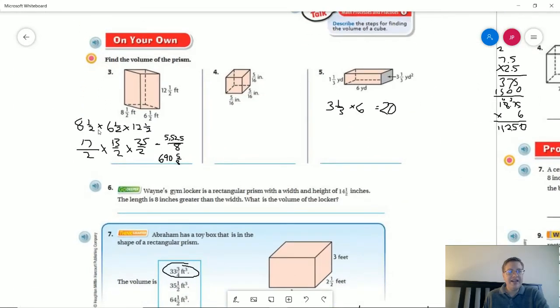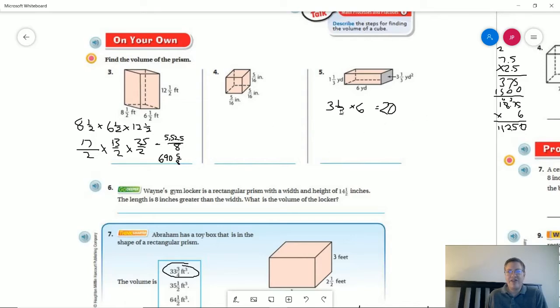Number three, 8.5 times 6.5 times 12.5. If we change those into improper fractions, we would end up with 17 times 13 times 25 for the top, which gives us 5,225. And then we have 8 on the bottom. When we divide, we would get 690 with a remainder of 5, and that would give us 690 and 5/8.